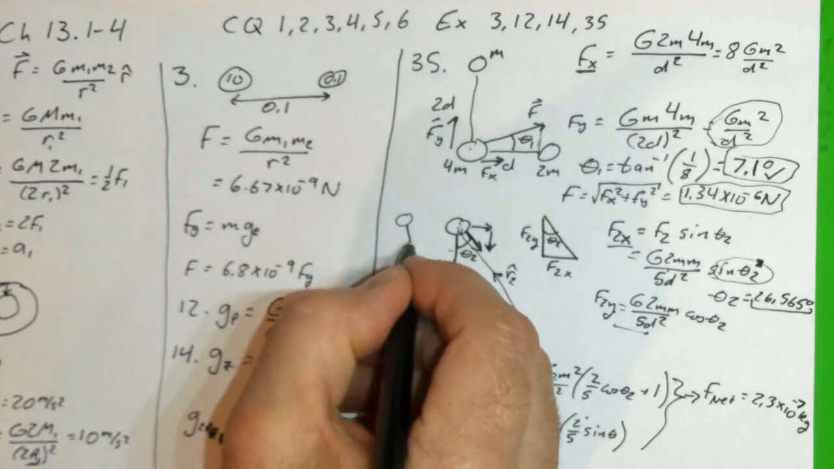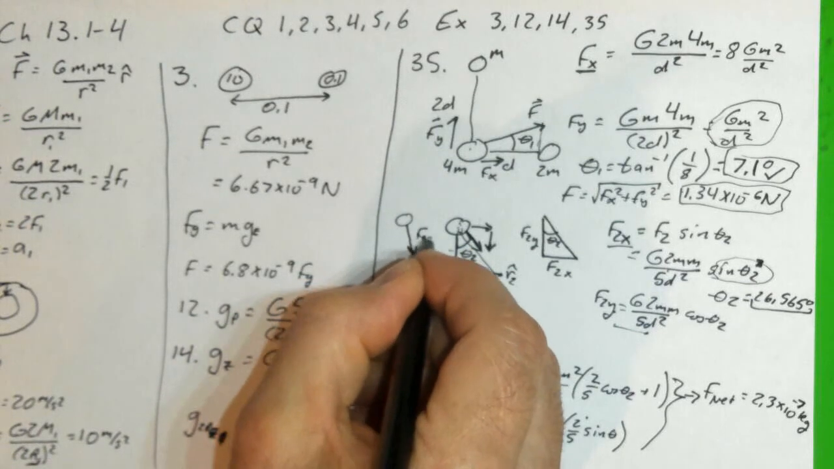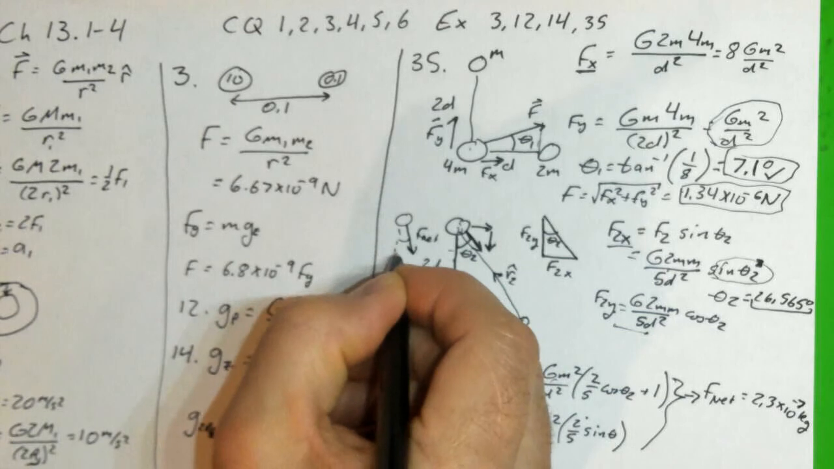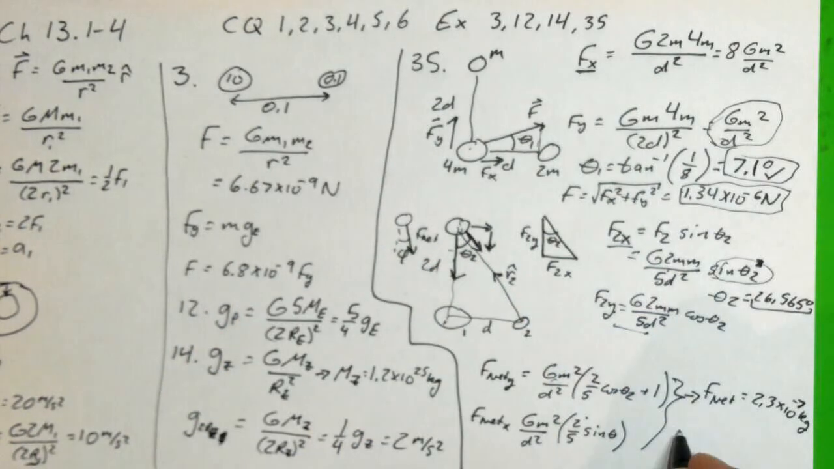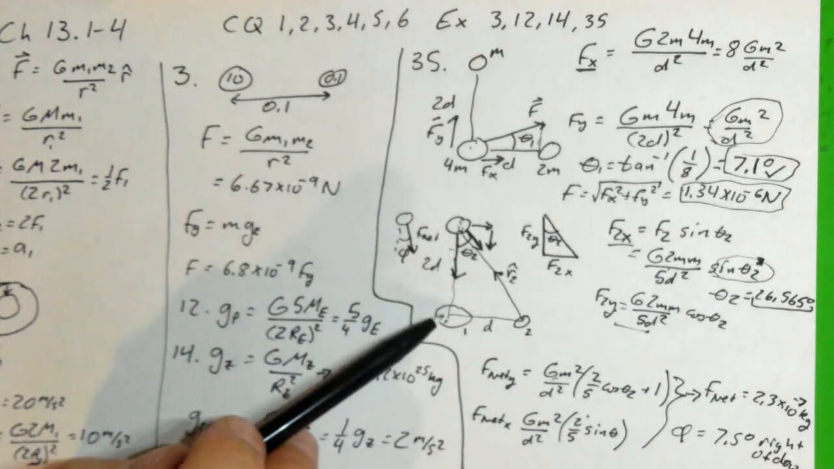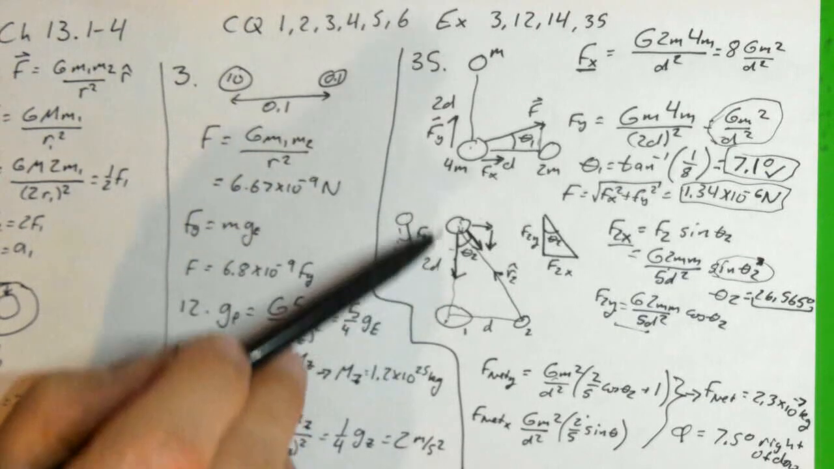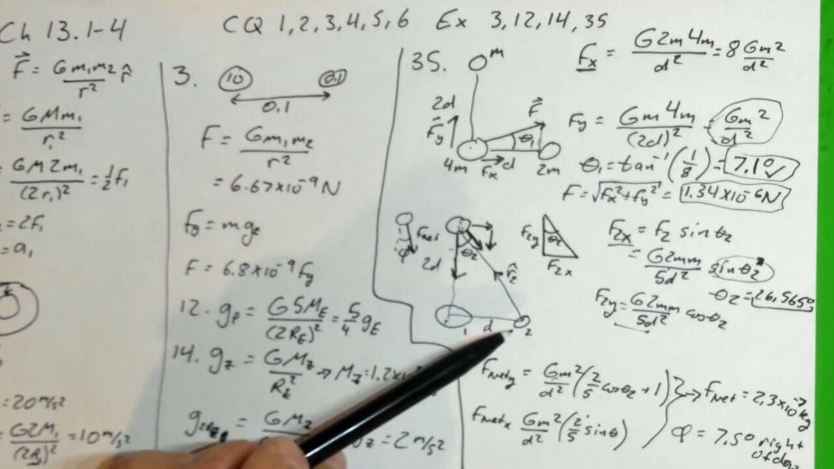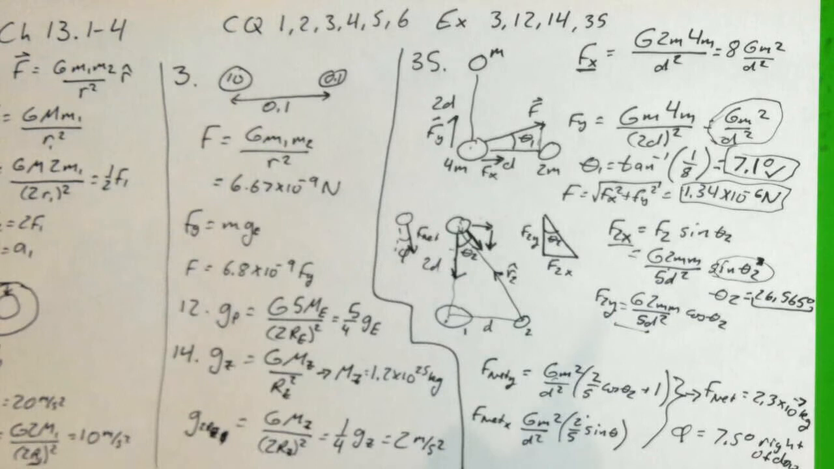So we're going to get some net force, and relative to down, I'm going to call that angle phi. Phi would equal 7.5 degrees right of down. Again, we should expect it to be small because this one is big and closer than this one, which is also small. So this should be a much bigger effect. Okay, that is it.